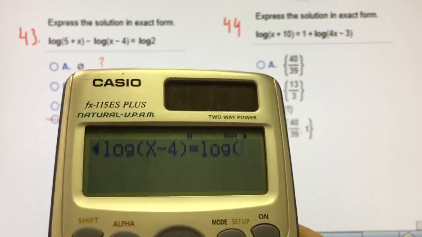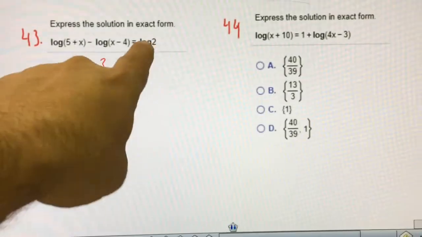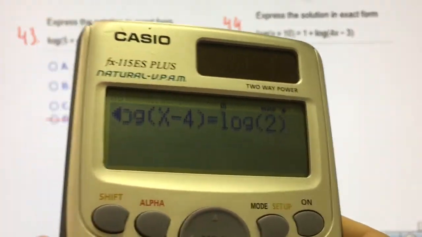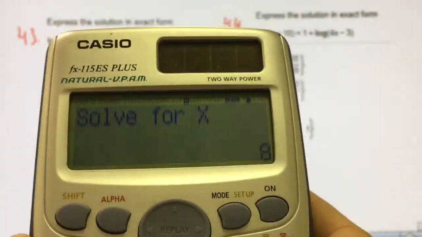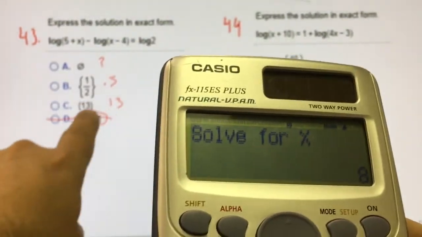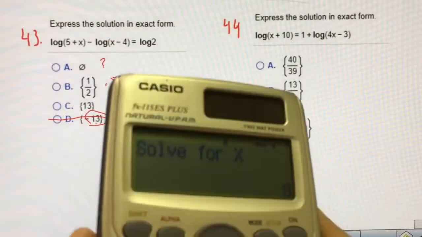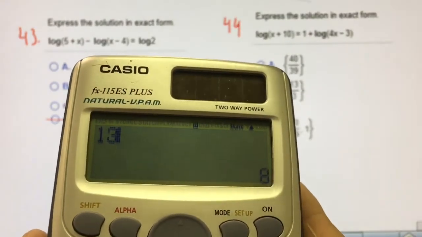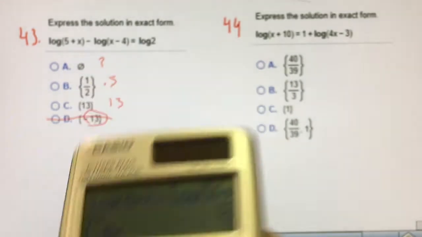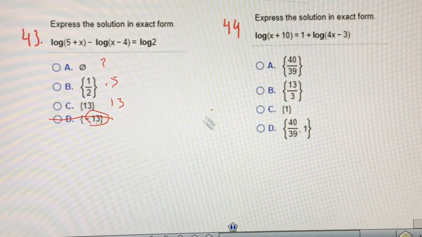Log 2, you have to close the parentheses. I know there's no parentheses in the problem, but on the calculator you got to close the parentheses. Now I'm going to hit shift solve, and it wants me to guess. It won't work for 0.5 either because 0.5 minus 4 is going to be a negative. So I'm going to guess 13. I hope it's right. If it isn't, it's going to have to be that empty set one. Oh, no, it worked. 13 it is. So it was choice C.